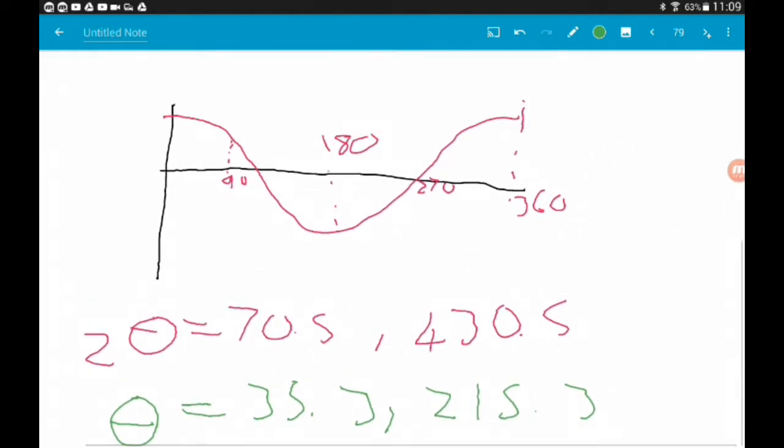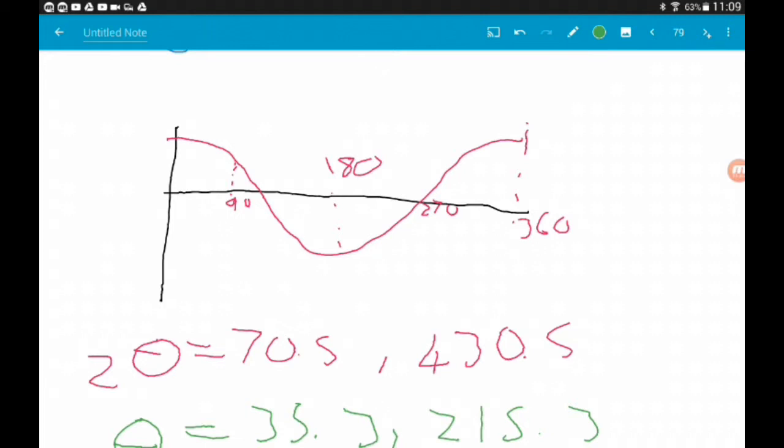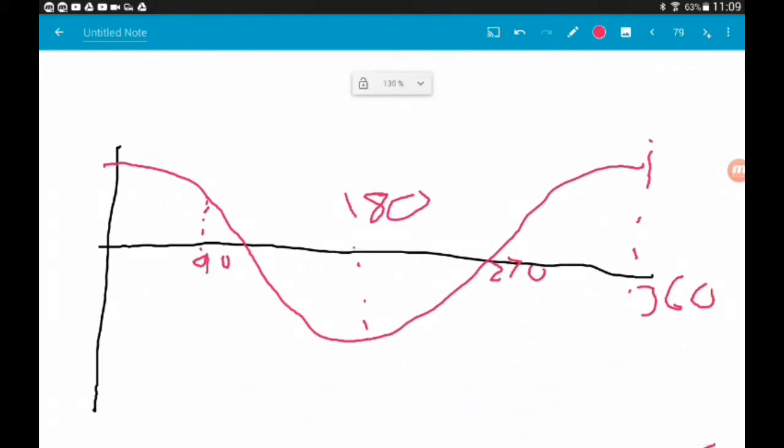So now what we need to do is get the other solution from the graph. So remember what we're solving. I didn't draw my line on.